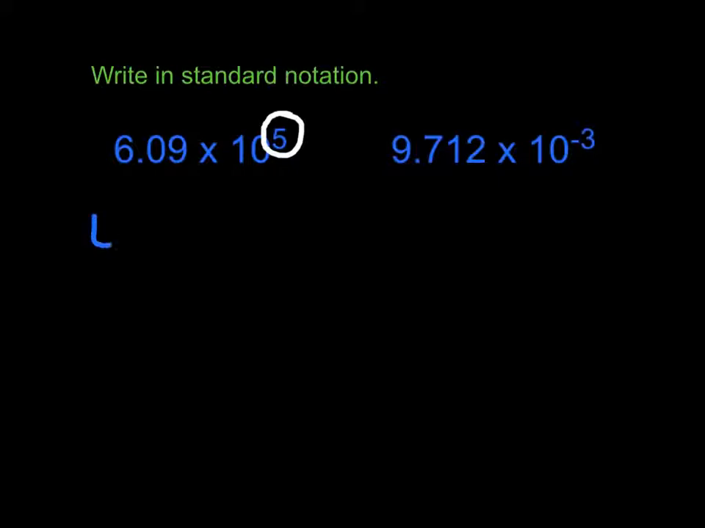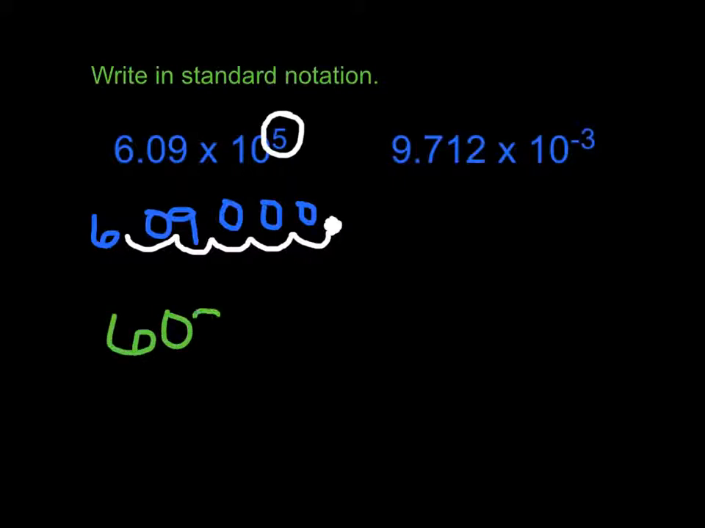So your number is 6.09, and you are moving it 5 places. So go ahead and draw the loops and make sure you count. 1, 2, 3, 4, 5. So your decimal is going to be here, but you can't just leave those blanks, so you have to fill in zeros, and then make sure that you rewrite your answer so that it looks nice and neat. So 609,000. Count back every 3 places for your comma. So your answer is 609,000.